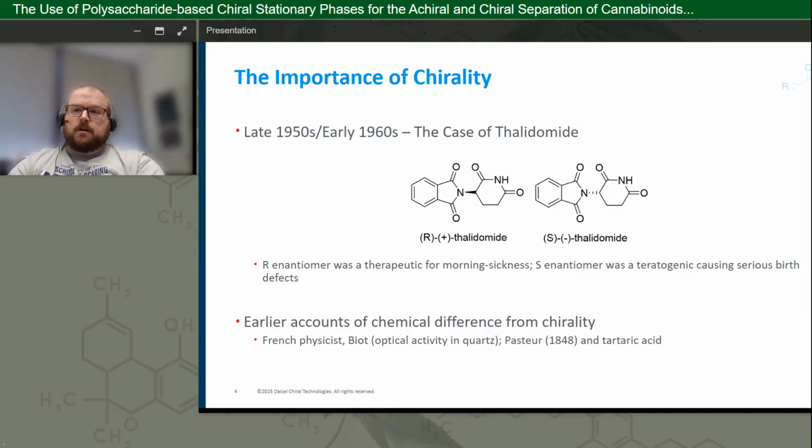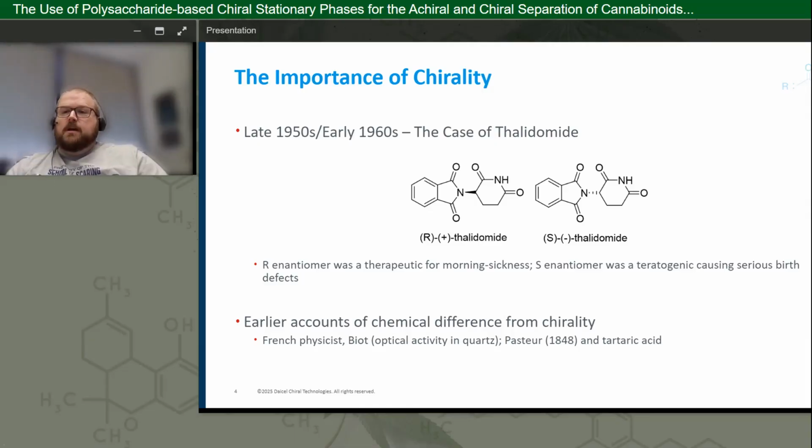Now, as it turns out, thalidomide is actually a pair of what we call enantiomers. Enantiomers are non-superimposable mirror images of each other. So we oftentimes view them as, they're obviously images of each other, not superimposable.